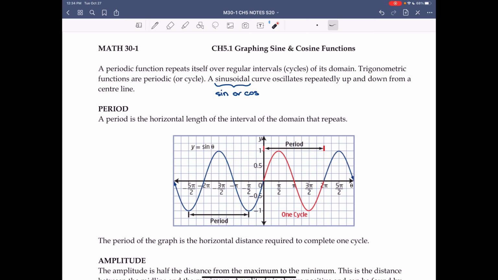So the period is the horizontal distance of one cycle before it starts to repeat, which in this case would be 2 pi. We can also look at the period from one minimum to the next minimum, or from one maximum to the next maximum.